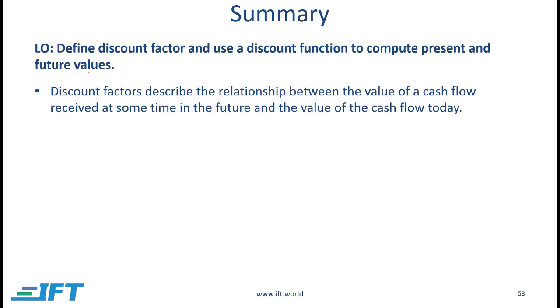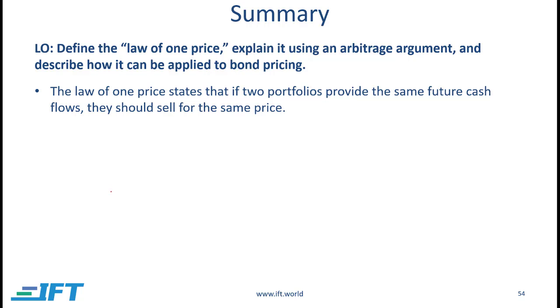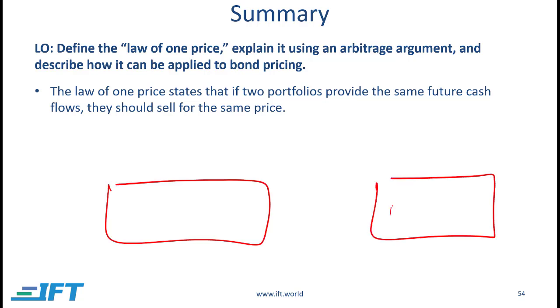Right, let's wrap up this chapter now. We talked about a discount factor, very simple and straightforward: the relationship between a present value and the future value is that you can multiply the future value by the discount factor and bring it down to the present value. Or alternatively, you can divide the present value by the discount factor and calculate the future value. The law of one price means that if two sets of cash flows are identical, then in terms of their price, they should be the same.